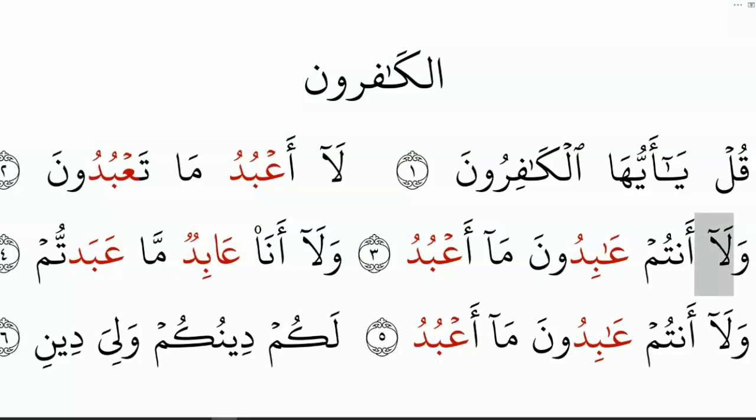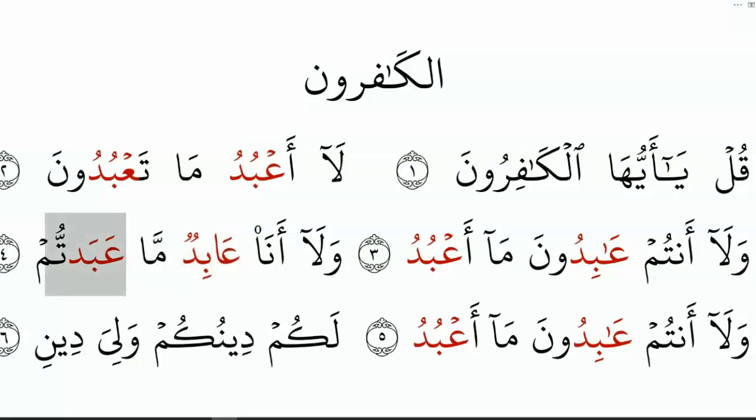Wala, what's la again for? La is for no, yes. And antum, y'all are not. ولا أنتم, and y'all are not. Y'all are not what? عابدون. This alif in the middle, you see the alif of عابدون? This alif here makes it for doers. Y'all are not worshippers. Y'all are not worshippers of what? ما أعبد, what I worship. ولا أنا, and I am not. And I am not, tell me again, عابد. It's got the same alif here in the middle. So how do we translate again? Worshipper. And I am not a worshipper.